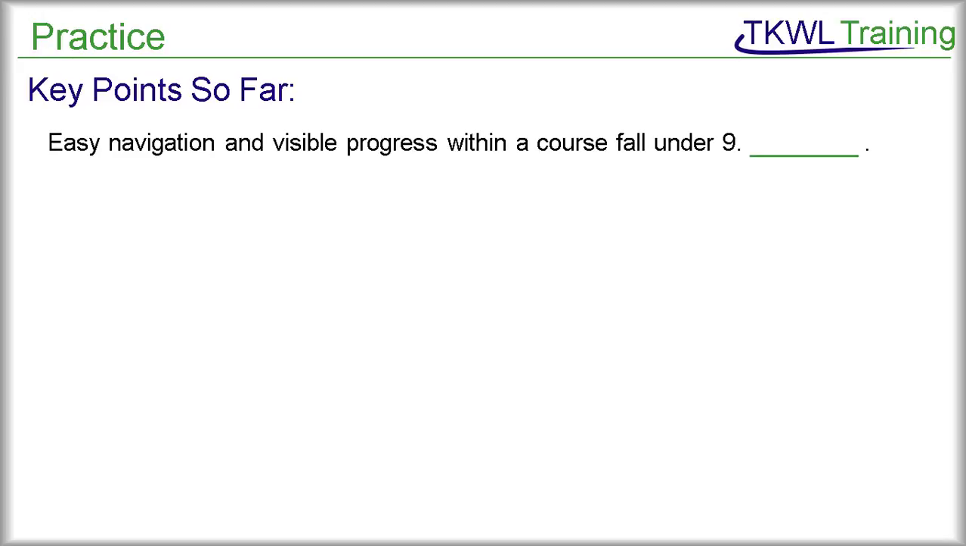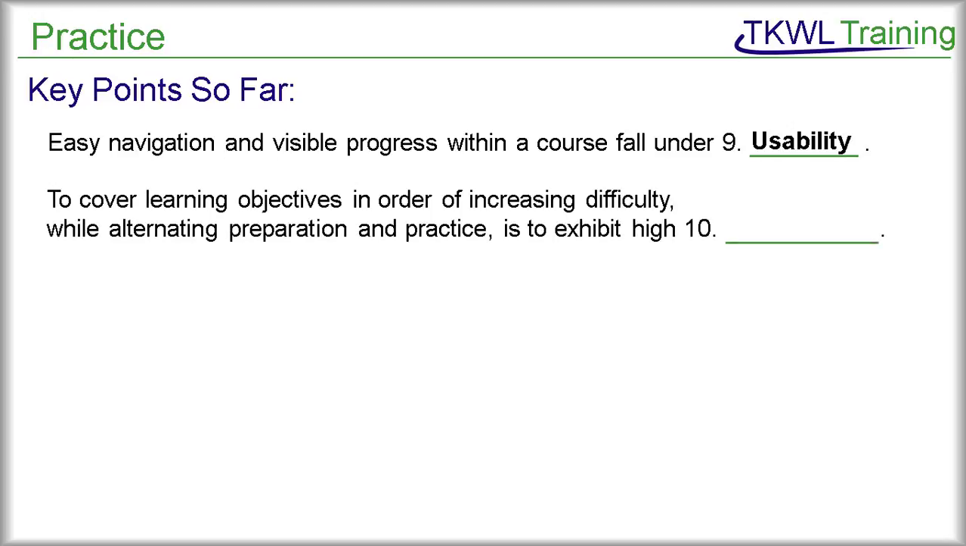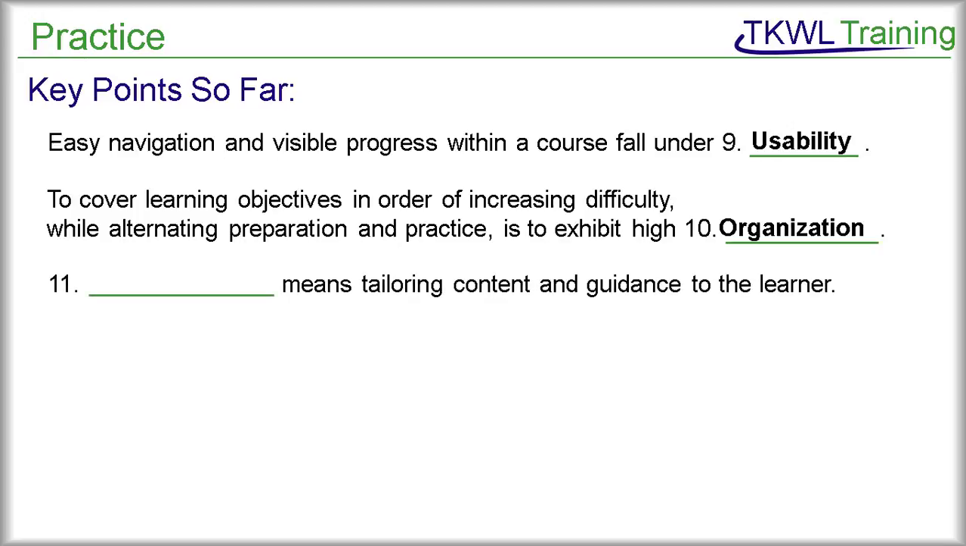So far, within the user experience, we've covered 5 key categories. A usable course is one that's easy to get around and that gives you visual cues as to how far you've come. An organized course presents topics in logical order and gives students spaced chances to try their hand at the skills. A personalized course gives different assignments and feedback to the expert than to the novice.